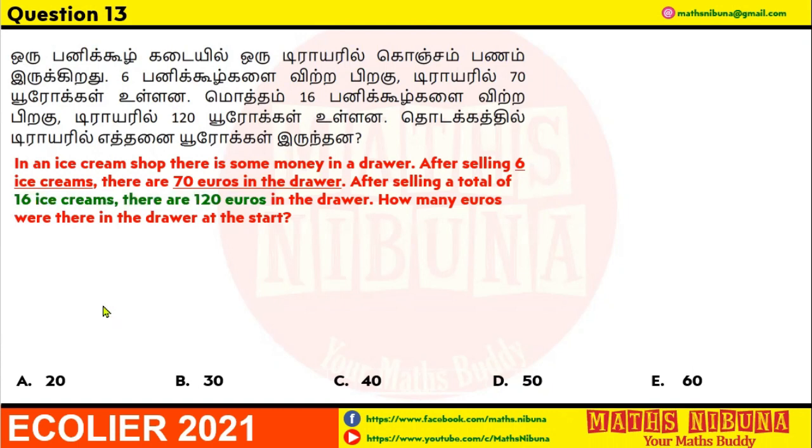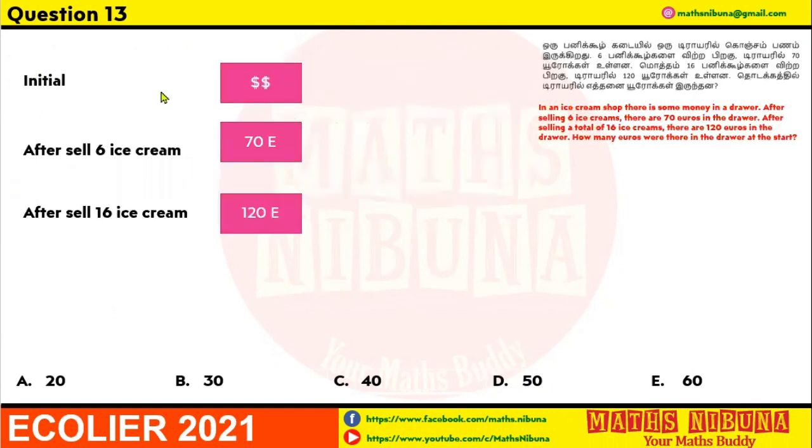Okay, now what do we do for this question? We just put statement one. Initially we don't know how much money we have, so I put a dollar sign for the money. This is in euro. After selling 6 ice creams, he got 70 euro. After selling 16 ice creams, he got 120 euro.